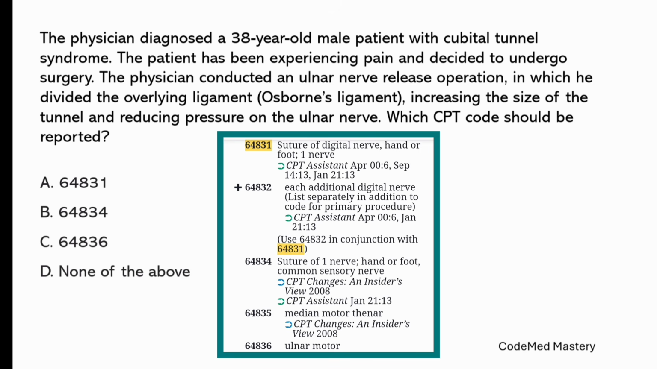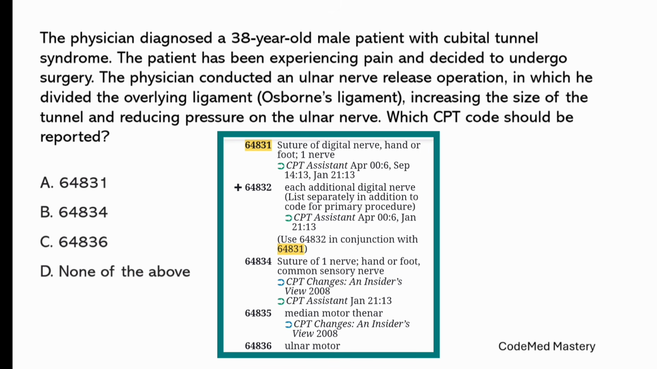Let us read the question. The physician diagnosed a 38-year-old male patient with cubital tunnel syndrome. The patient has been experiencing pain and decided to undergo surgery. The physician conducted an ulnar nerve release operation in which he divided the overlying ligament, increasing the size of the tunnel and reducing pressure on the ulnar nerve. Which CPT code should be reported?